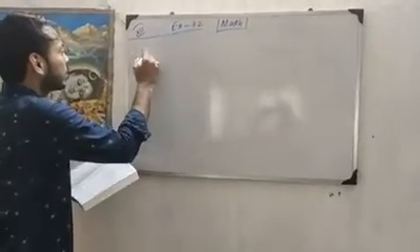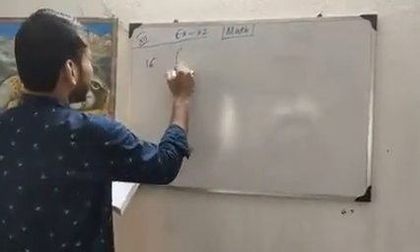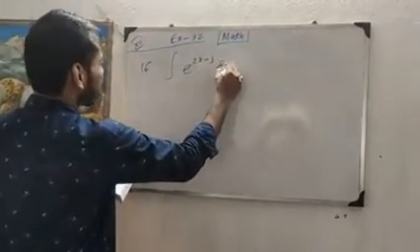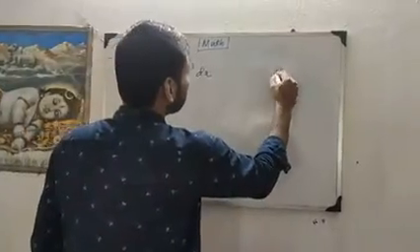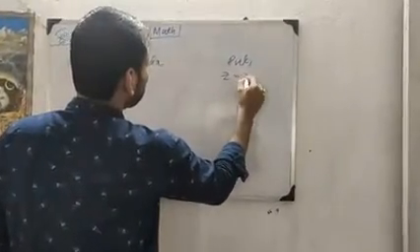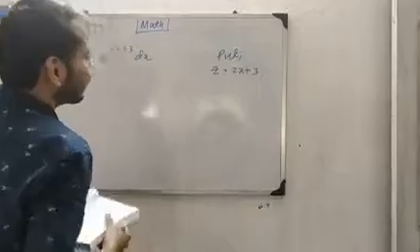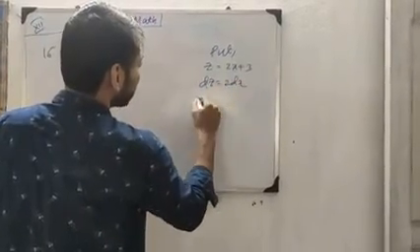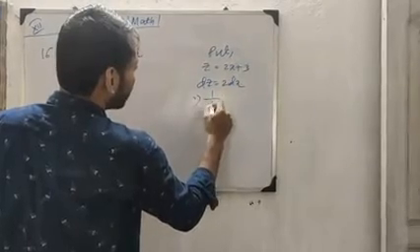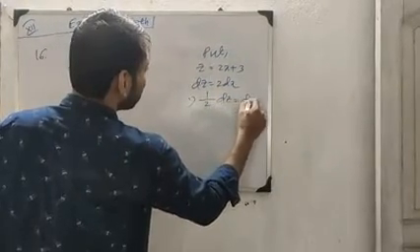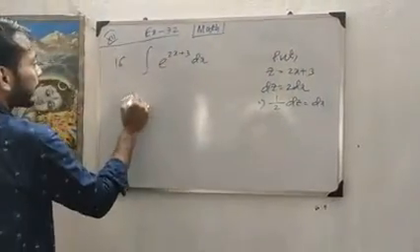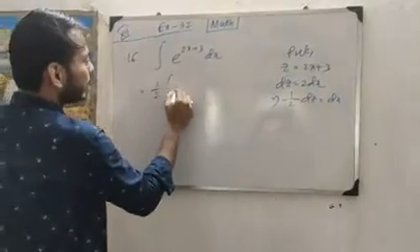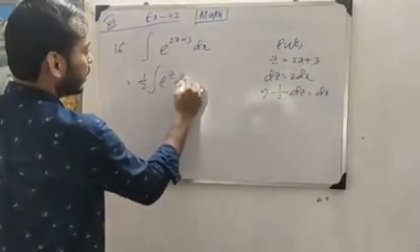Now coming back to question number 16. It is integration e to the power 2x plus 3 dx. Here we will put z equals to 2x plus 3. Then after doing the differential, we got here dz equals to 2 dx. That means 1 by 2 dz equals to dx.